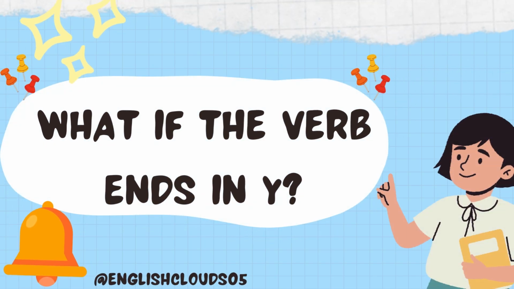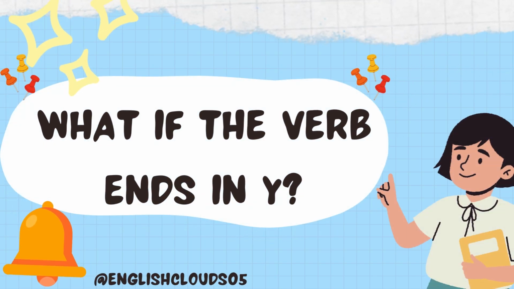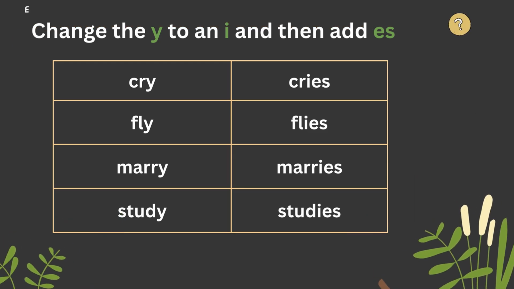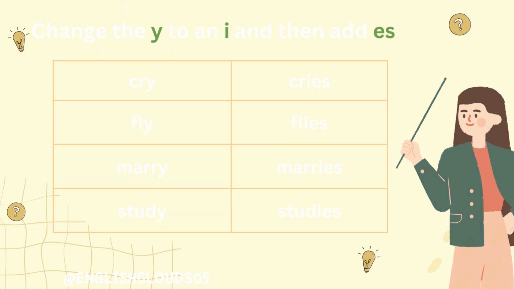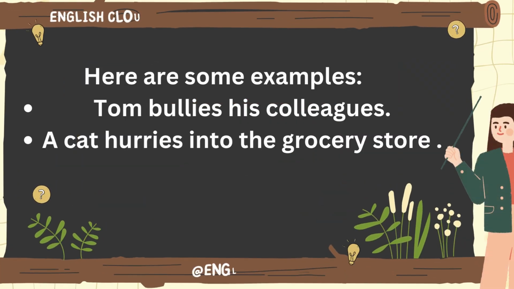What if the verb ends in y? Change the y to an i and then add es. Cry, cries. Fly, flies. Marry, marries. Study, studies. Here are some examples. Tom bullies his colleagues. A cat hurries into the grocery store.